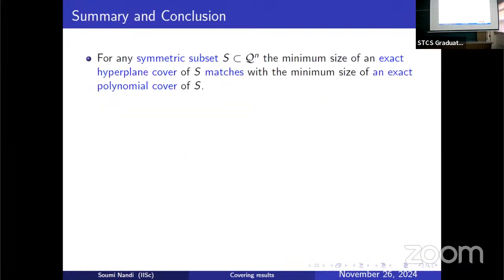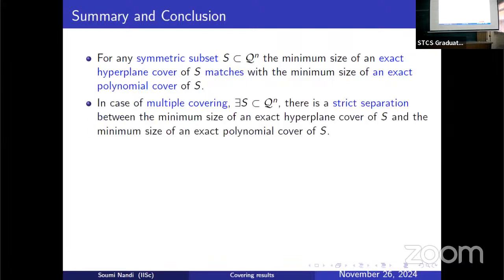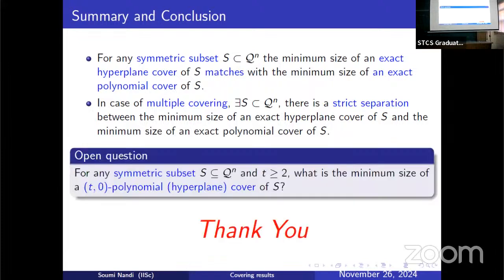Quick recap. For any given symmetric set, when we are considering that covering and uncovering thing, then there is no separation between the polynomial cover and hyperplane cover. But when we are considering multiplicities, then there is a strict separation even for symmetric sets for hyperplane cover and polynomial cover.